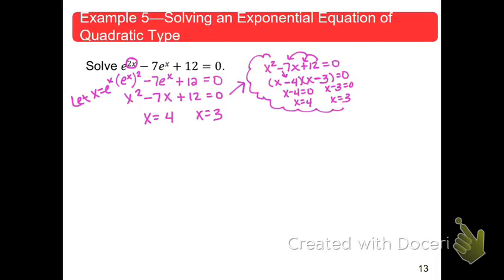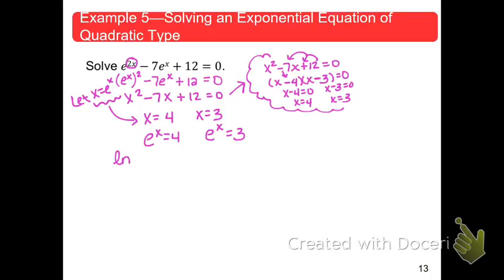All right, but remember, those aren't my solutions because x was equal to e to the x. So I've got to bring that back down. That means this is e to the x equals 4 and e to the x equals 3. Well, how can I get x out of the exponent if I can't get like bases? I'm going to have to log both sides. And because we have a base e, we're going to natural log both sides.